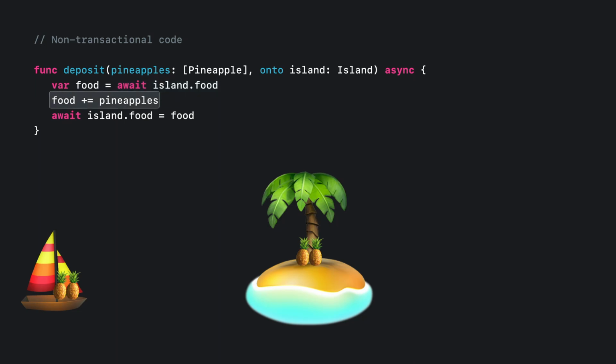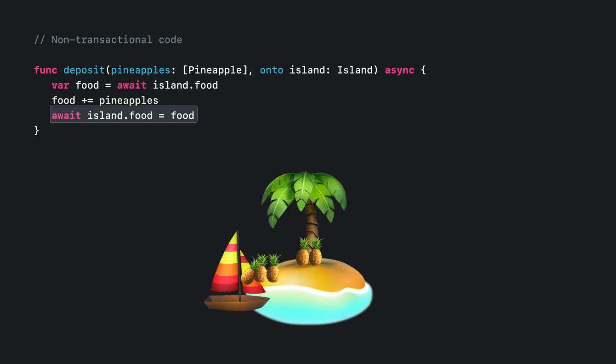As soon as it has a copy of the food, the boat heads back out to the open sea to continue its work. That means adding the pineapple from the pineapple's parameter to the 2 it got from the island. Now we can move along to the last line of the function. Our boat now needs to visit the island again to set the island's food array to those 3 pineapples. Here, everything worked out fine, and we have 3 pineapples on the island.